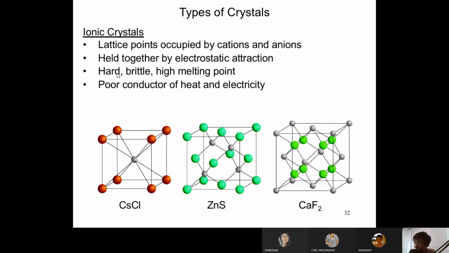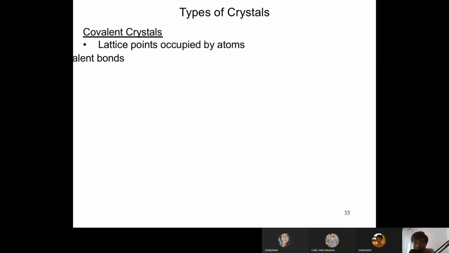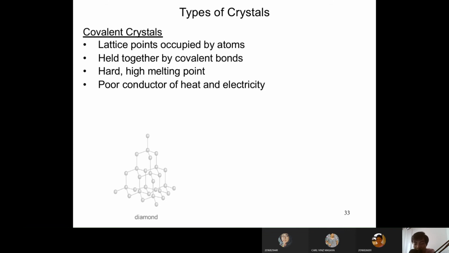Hard, brittle, high melting point. So, yung asin, mahirap durugin. Brittle, medyo mahina. High melting point, so mataas melting point yan. Ang asin ay 850 plus degrees Celsius. Ay, hindi, 803 degrees Celsius pala. So, they are poor conductor of heat and electricity. Ito mga side kwento na lang yan. So, again, ionic crystals are composed of ions.